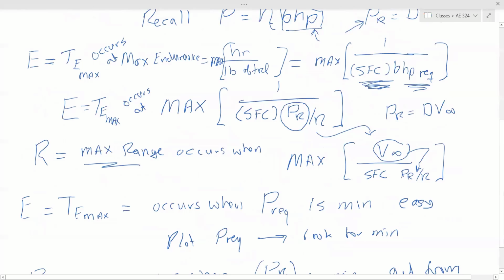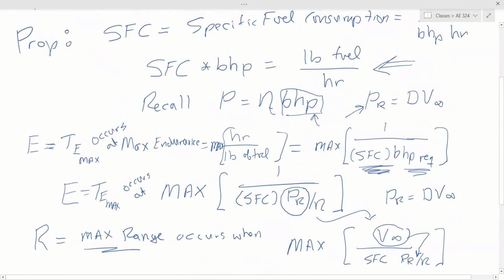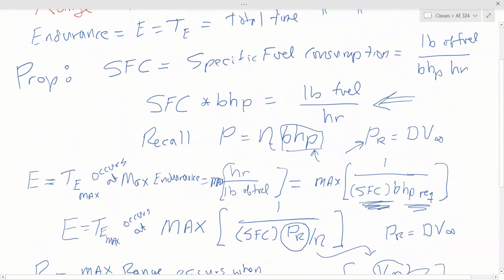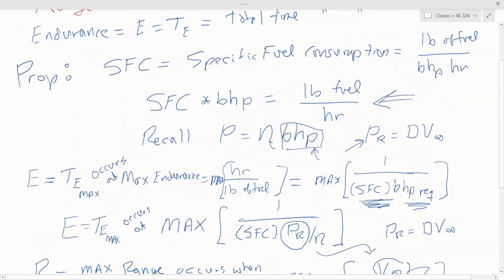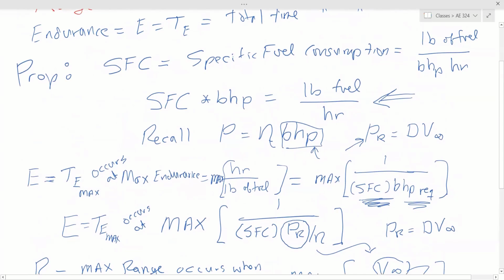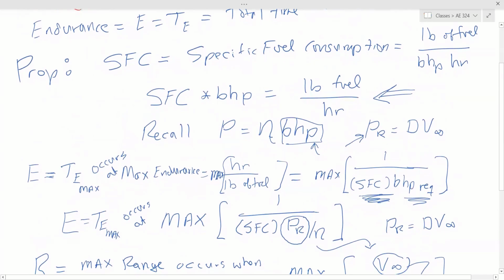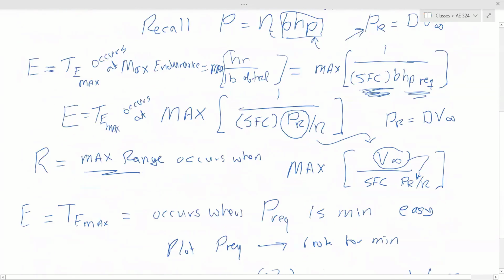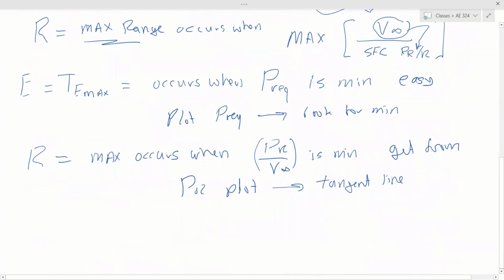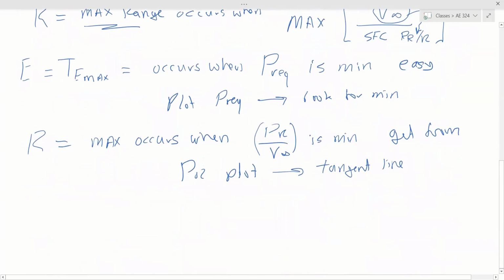So fundamentally what we've done is we define this specific fuel consumption as pounds of fuel per hour per brake horsepower, and then we multiply by the power required to do our level flight, and then that gives us that we can find the velocity where these occur as the minimum power required or the minimum power required divided by V infinity. Okay, any questions up to this point?